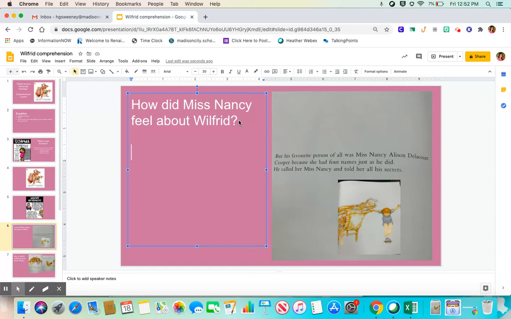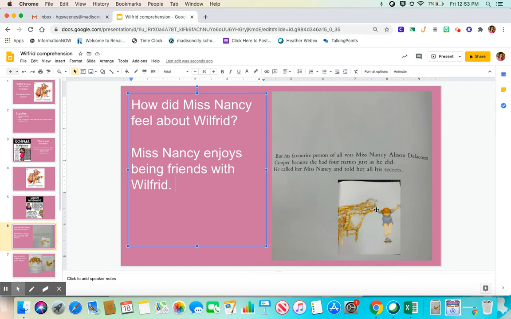So we know that Miss Nancy enjoys being friends with Wilfrid. Now, did the book say that? No. But what we did is we looked at the text and the picture clues, and we used our schema to determine that if Wilfrid loved Miss Nancy this much and that they had some things in common and he felt comfortable to tell her all his secrets, then she must enjoy being his friend.